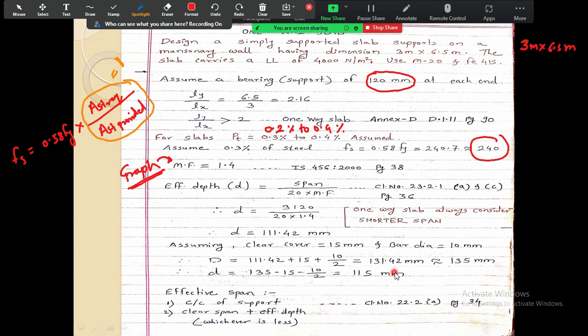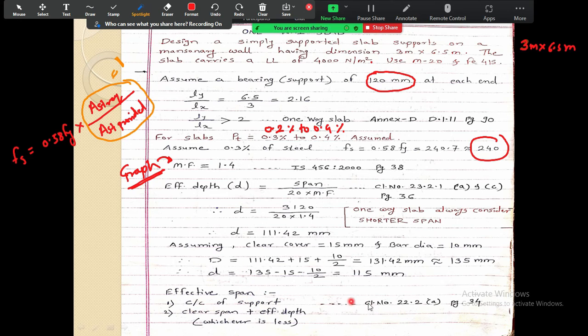small d. Small d is nothing but your effective depth. After that, the effective span.